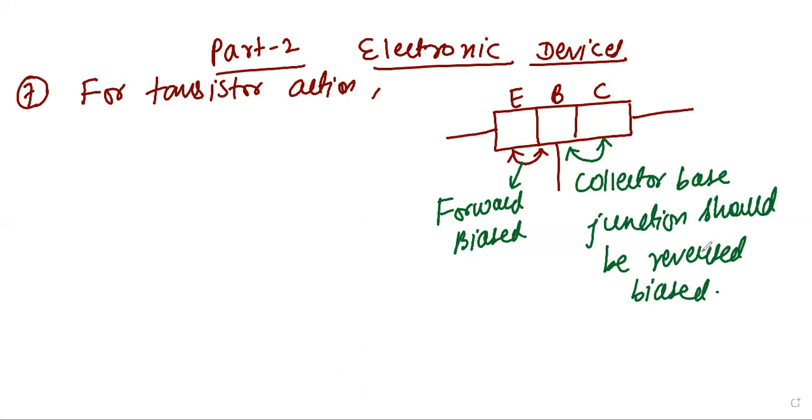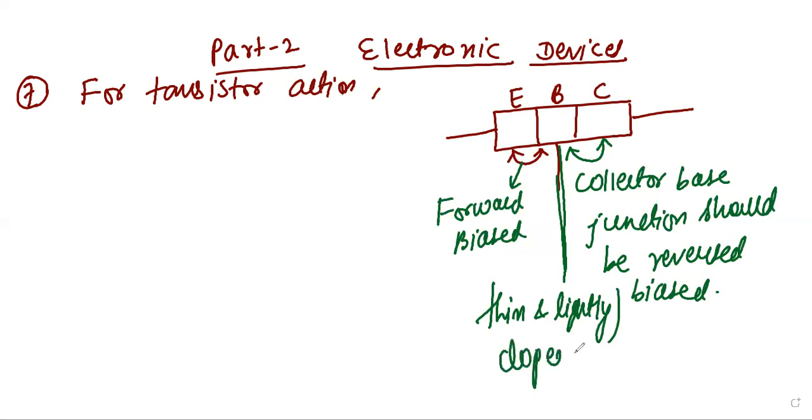For this, the base has to be very thin and lightly doped. So this is the base connected, right? Which should be thin and lightly doped. So this is the point you should remember for the transistor to be in action. Now see question number 8.